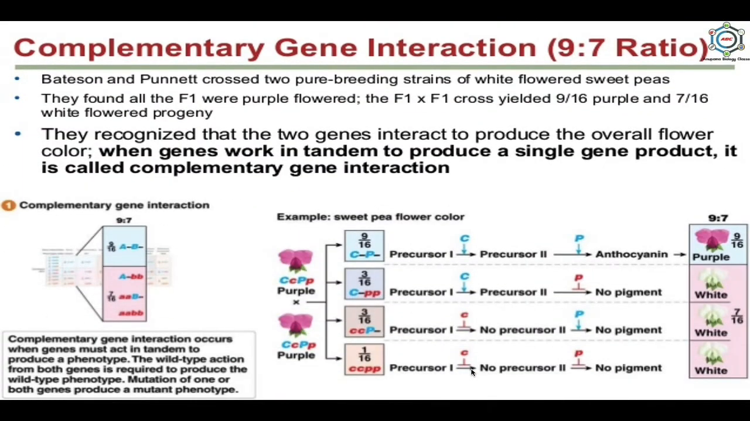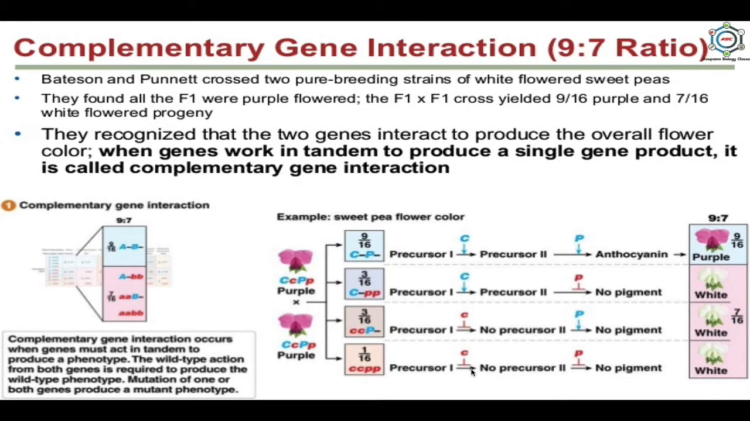In complementary gene interaction, that is the 9:7 ratio, Bateson and Punnett crossed two pure breeding strains of white flowered sweet pea, and they found all the F1 were purple flowered. The F1 by F1 cross yields 9 purple and 7 white flowered progeny. They recognized that the two genes interact to produce the overall flower color. When genes work in tandem to produce a single gene product, it is called complementary gene interaction.